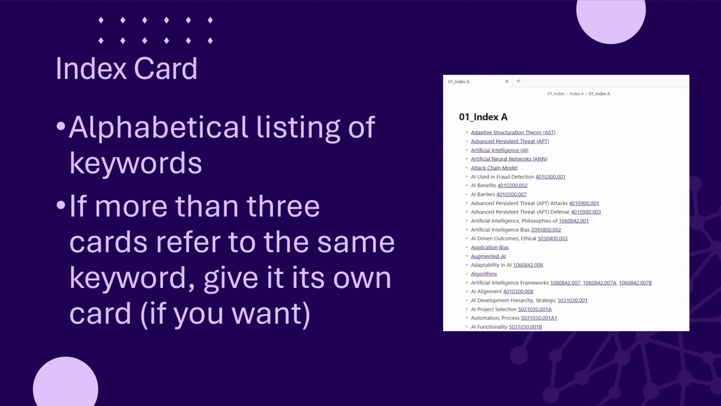So the first card or type of note is your index card. It's an alphabetical listing of keywords. If more than 3 cards refer to the same keyword, Scott recommends that you give it its own card if you want. So using the example that I have on the screen here, you can see artificial intelligence frameworks. I have 3 cards. As soon as I add a 4th card, that is when I will most likely create a separate card for frameworks and go ahead and list them all there and get them off the index just to keep it neat and clean.